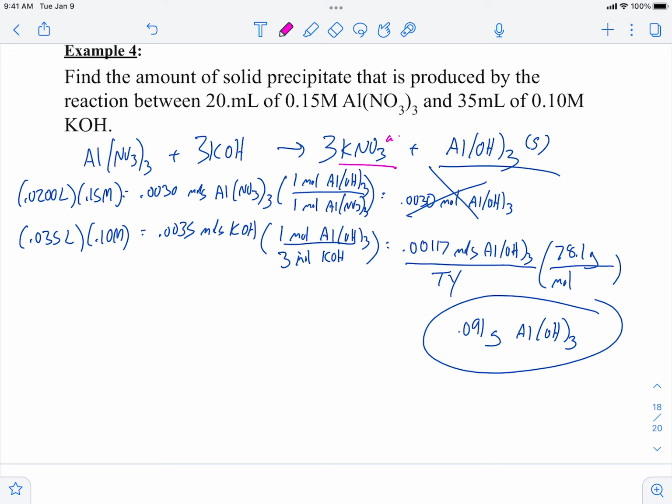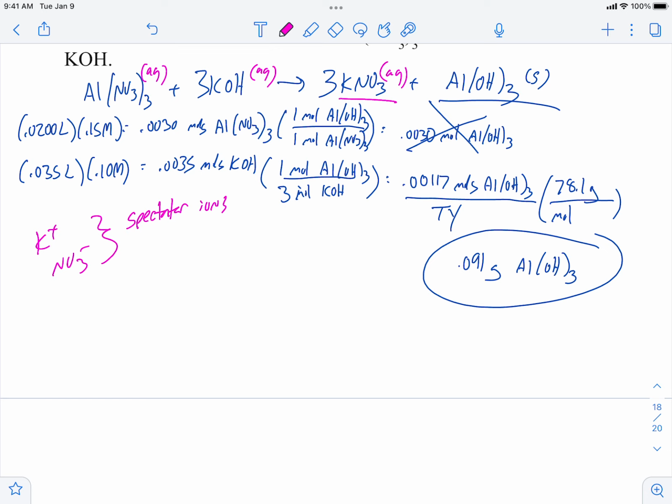This product here, that's aqueous, but you know what? Earlier, the nitrate and the potassium were aqueous as well. So basically, K+ and NO3−, because they were not involved in making a solid, these are what we call spectator ions. And I bring this up because a lot of times we need to know the concentration of everything that's here, including the spectator ions. So this is how we find the concentration of spectator ions, okay?